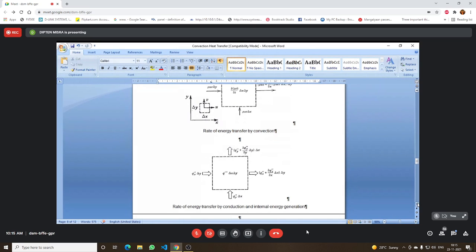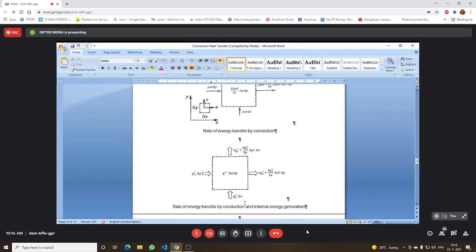Now, why will conduction happen? Because whenever there is a temperature gradient, conduction will take place. Conduction is a phenomenon that happens irrespective of whether the fluid moves or not. It is a rate of energy flow that happens because of a temperature gradient. Because we are talking of heat transfer, there must be a temperature gradient existing within the fluid medium.